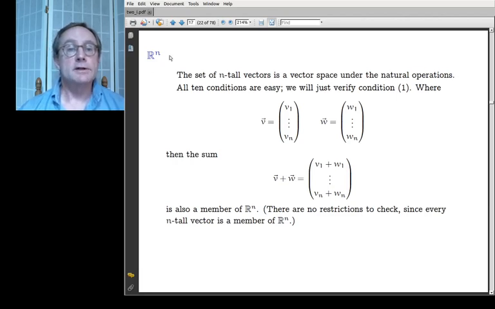So the collection of n tall vectors, for example, the collection of 3 tall vectors, is a vector space. The collection of 4 tall vectors is a vector space. The collection of 5 tall vectors is a vector space. I am not saying that the collection of 3 tall vectors union with the collection of 4 tall vectors is. That's not right, because you can't add a 3 tall and a 4 tall. I'm saying instead that if you fix n and just look at, say, the 8 tall vectors, then the collection of 8 tall vectors is a vector space. An 8 tall vector plus an 8 tall vector, without restriction, when you add them, you do indeed get an 8 tall vector.